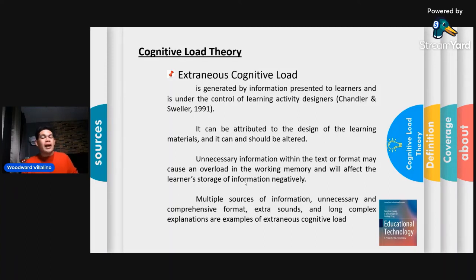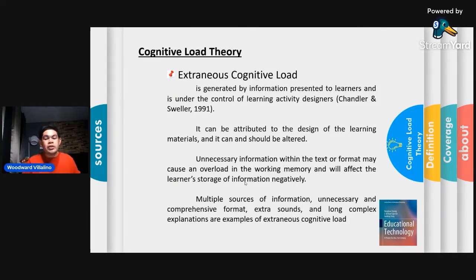Okay, unnecessary information within the text or format may cause an overload in the working memory and will affect the learner's storage of information negatively. So they might forget it, and that's the worst thing that will happen. They will forget what they have learned. Good thing if it will be placed in the long-term memory. So you need to alter it if it's not effective. It should be given in a very precise way, or in a technique that is easy to remember.